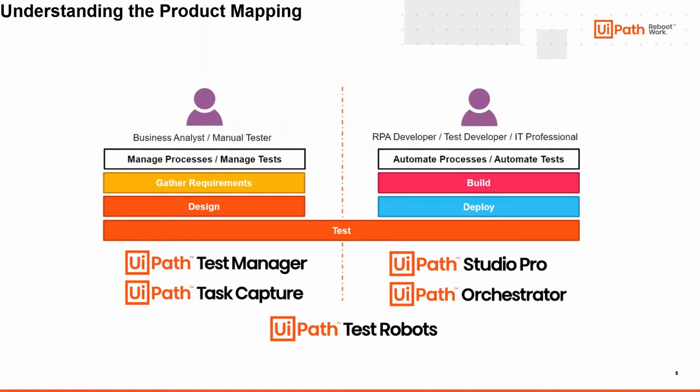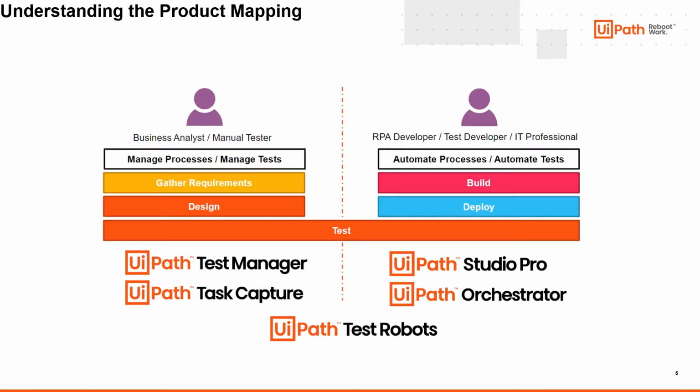A business analyst or a manual tester would either manage process or manage test cases. They would gather the requirements. They would be creating a functional requirement document when we are talking about a tester, or they would be creating a process definition document or a PDD when we are talking about a business analyst. So gathering the requirements and designing it are the tasks which are associated with a business analyst or a manual tester.